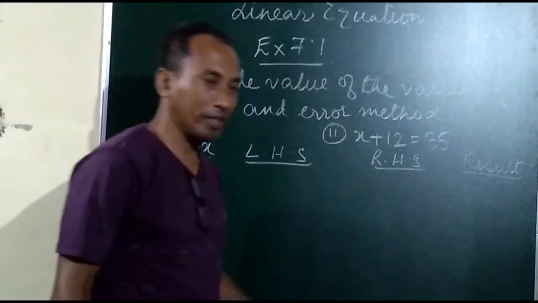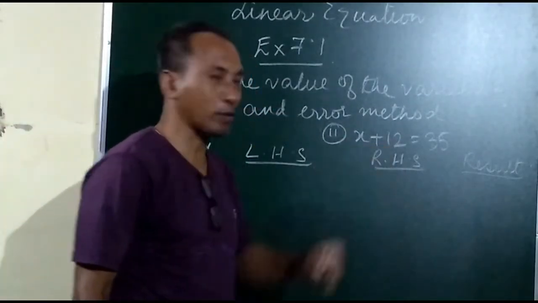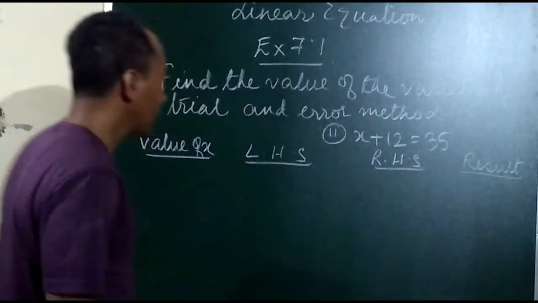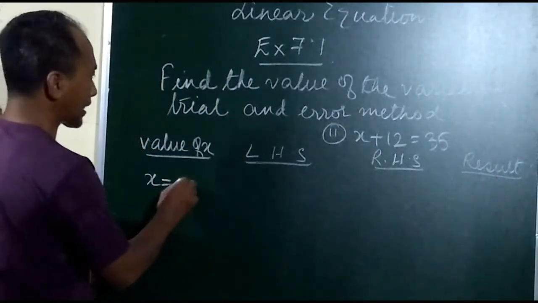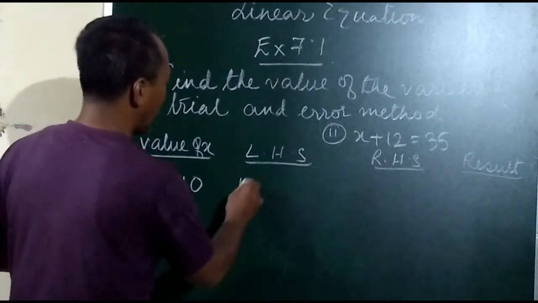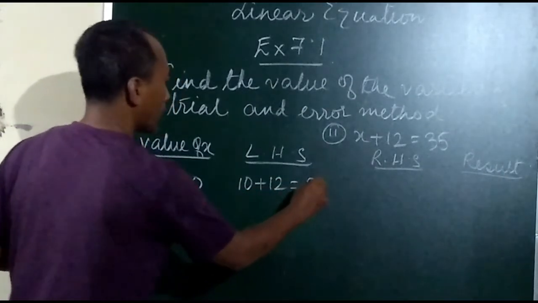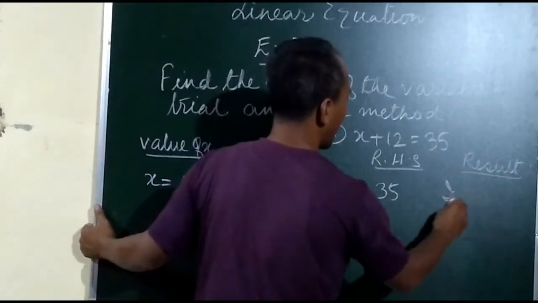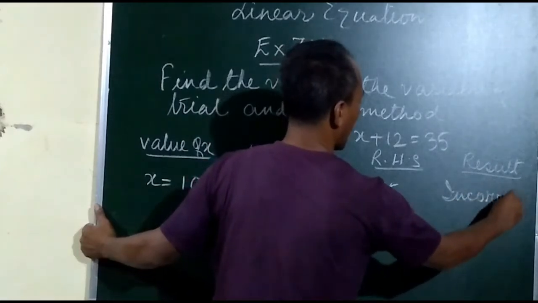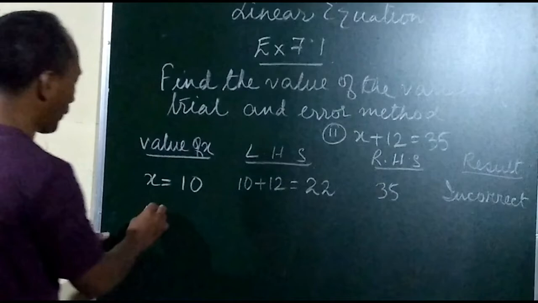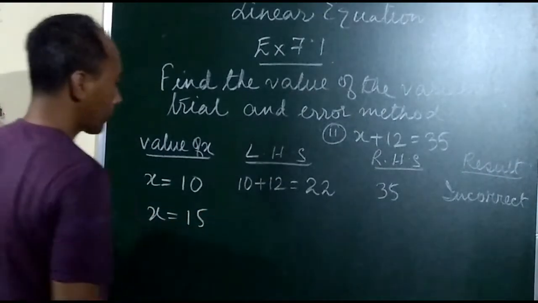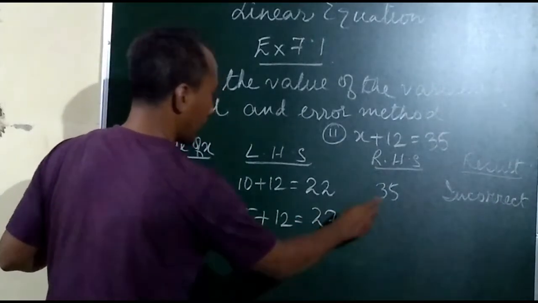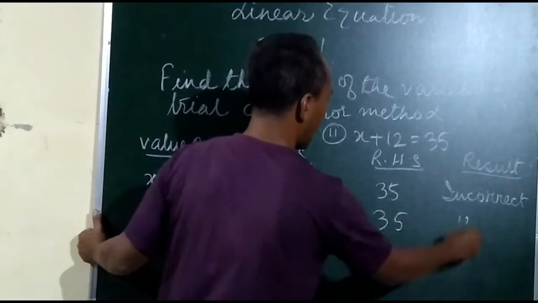For the trial and error method, the second question is x plus 12 equals 35. So we find the value of x: left hand side, right hand side, result. We take the value of x as 10 first. Then 10 plus 12 is how much? 22. But the right hand side is 35. Therefore it is incorrect. We take the value of x as 15. 15 plus 12 is 27. Here it is 35. So this is incorrect.